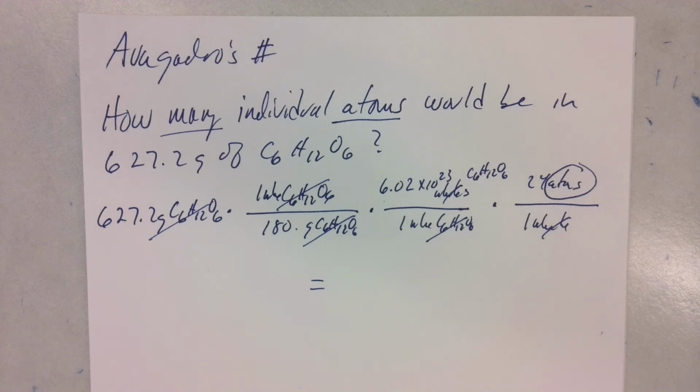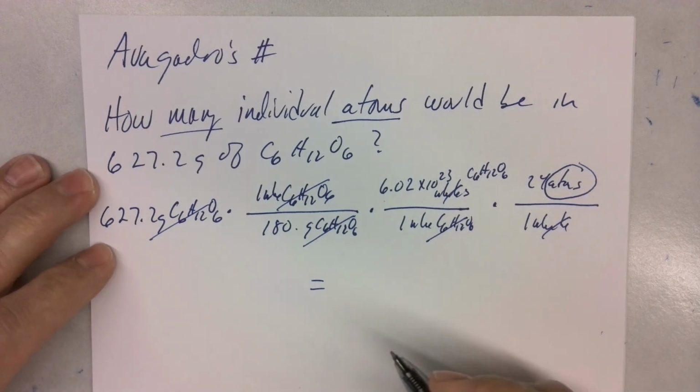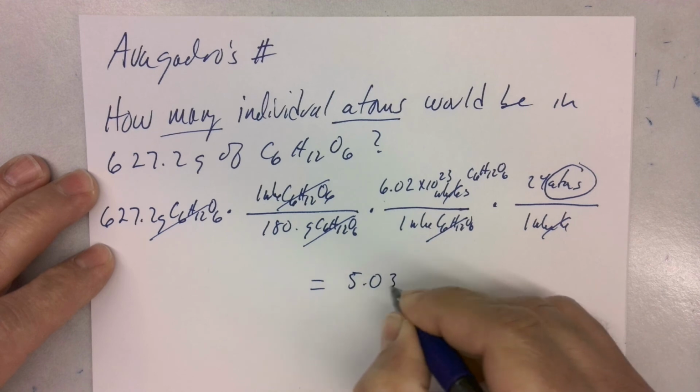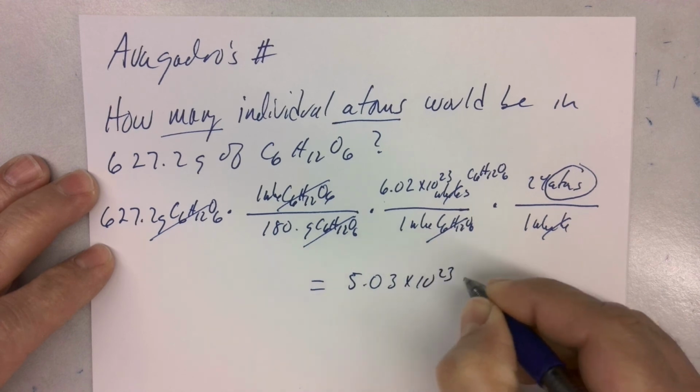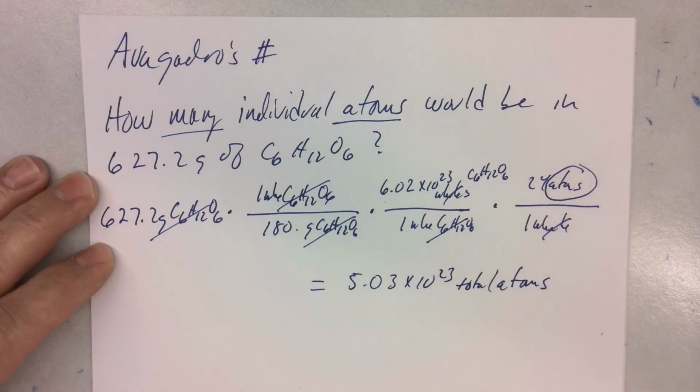Bueller? Bueller? Bueller? Nobody? Alrighty, who's number 4? That was me. What do you got for me? I believe it was 5.03 times 10 to the 26. Anybody else get that?